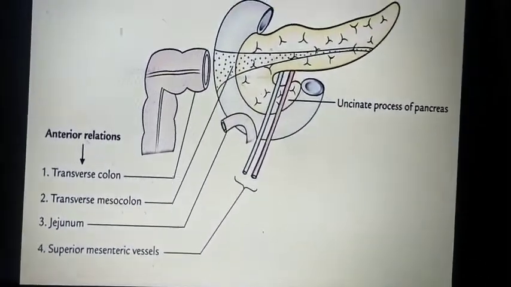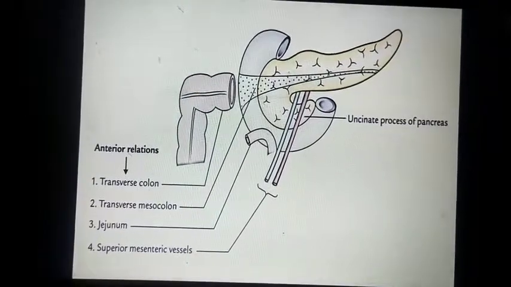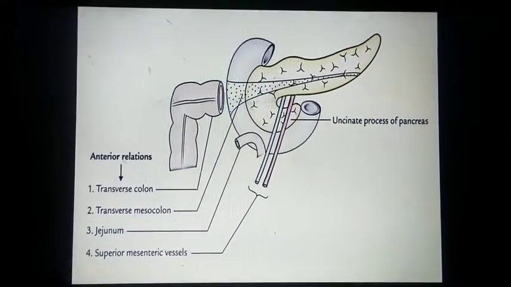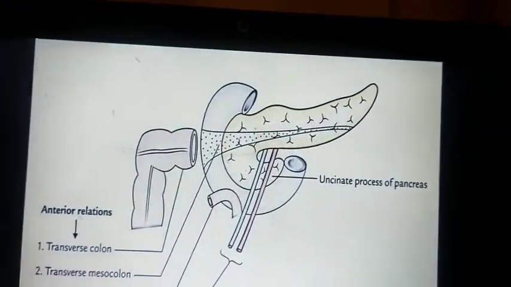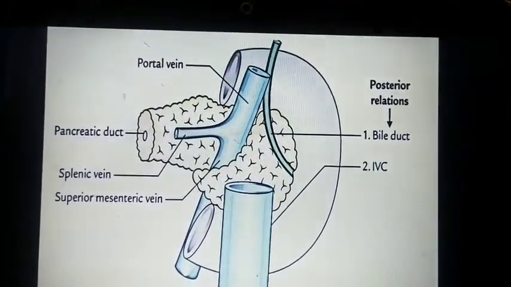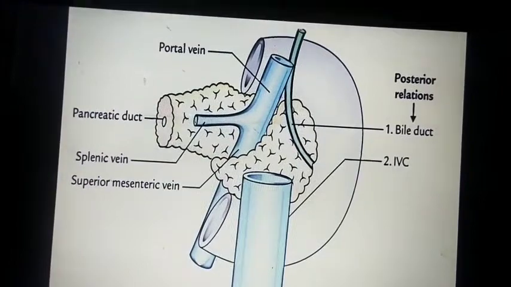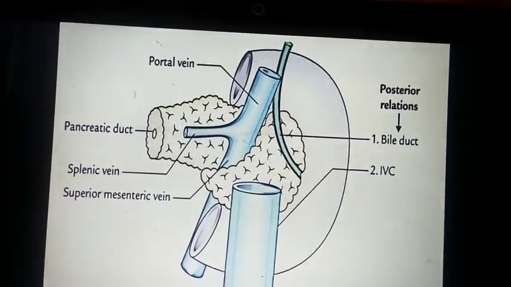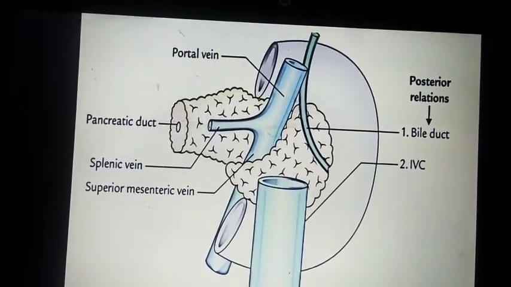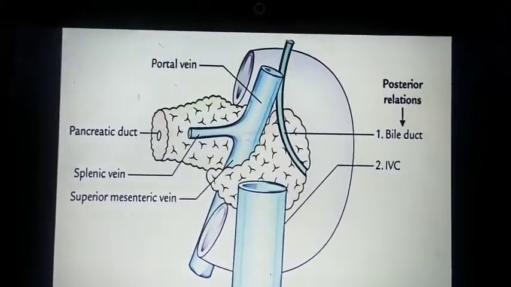Anteriorly, what are the relations? One is the transverse colon, transverse mesocolon, root of the transverse mesocolon, coils of the jejunum, and superior mesenteric vessels. These are the anterior relations of the head of the pancreas. And posteriorly, what are there? Inferior vena cava, left renal vein, bile duct, right crus of the diaphragm. These are the posterior relations of the head of the pancreas, and the portal vein. Go for the next slide.